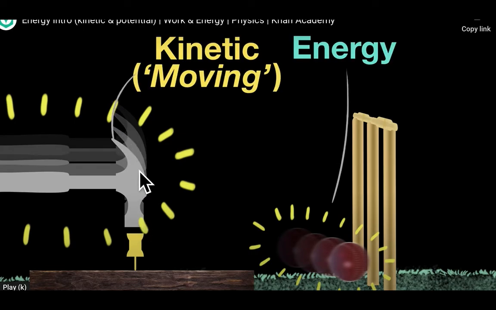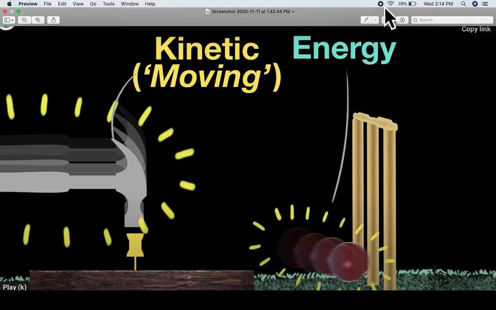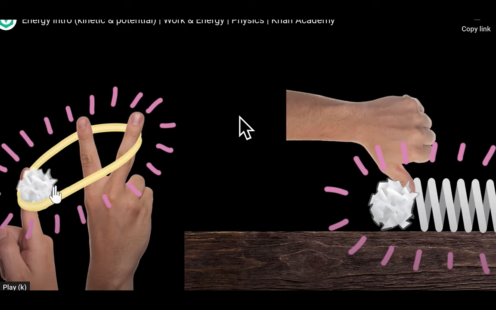Means moving objects can do work, they have energy, which is known as moving energy, or in physics we name it as kinetic energy. So what is kinetic energy? The energy possessed due to the motion of the object. Water waves also have energy as they are moving.